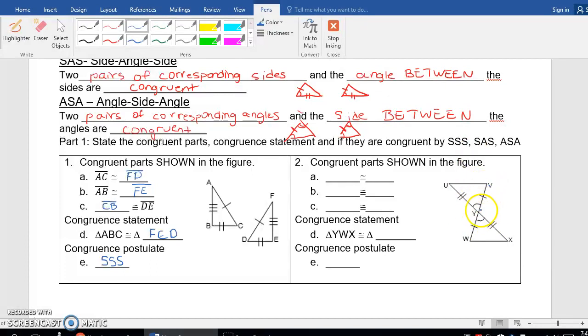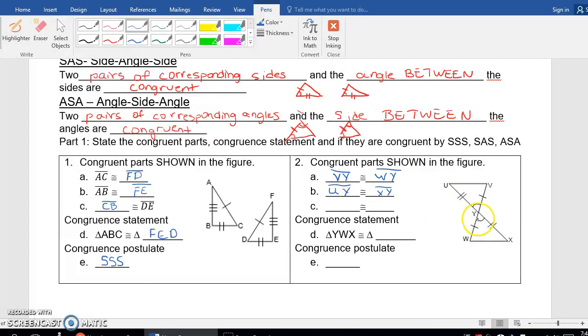mean. So right here I see that segment VY is going to be congruent to segment WY, because they both have that one tick mark, right? They have the same notation. For B, I'm going to look at another side. I can see that UY is congruent to segment XY.